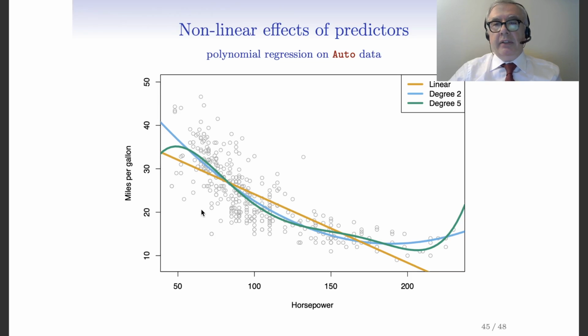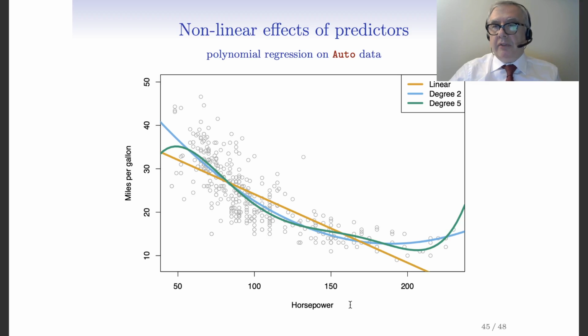Okay, next issue could be dealing with nonlinear effects of predictors. So far we are considering linear models. Here we have another example.